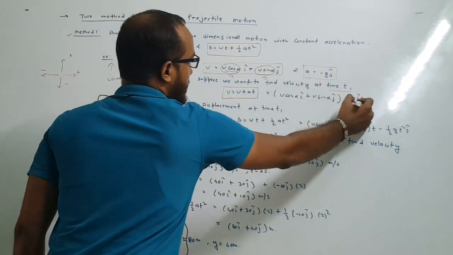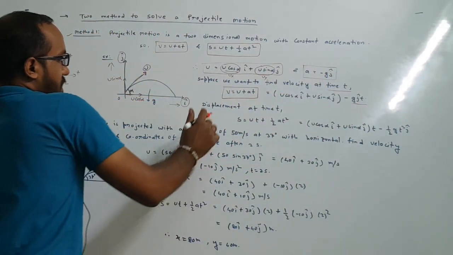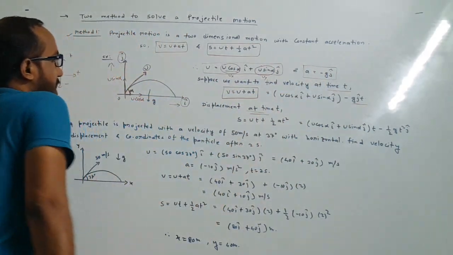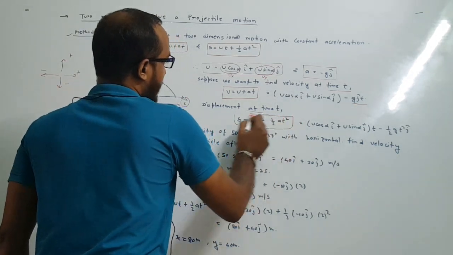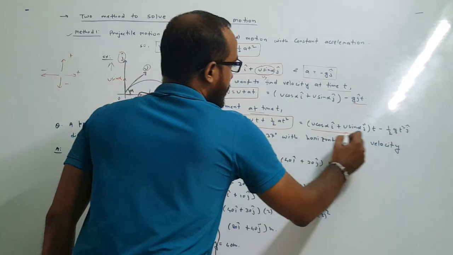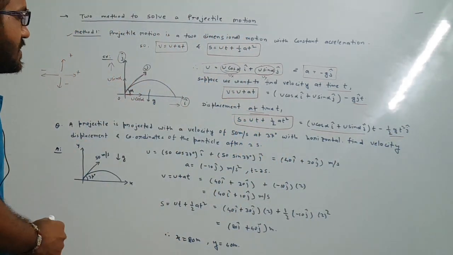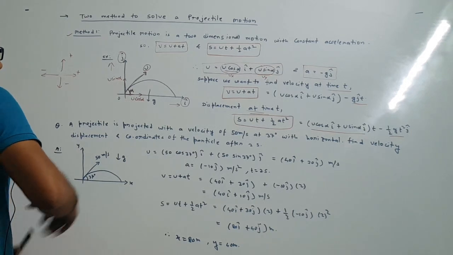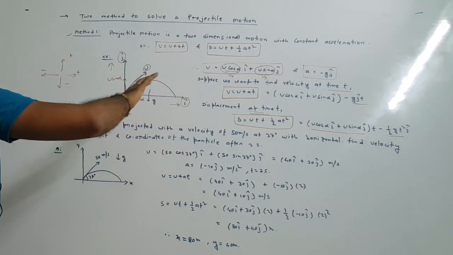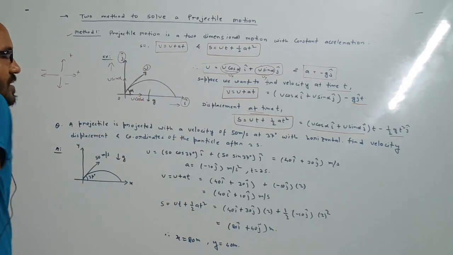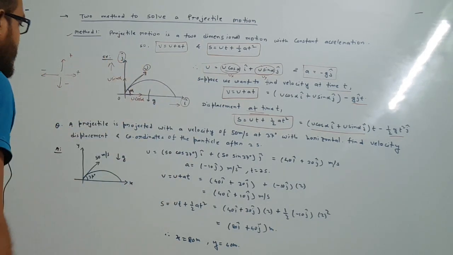A is minus gj into t. Now if we want to find the displacement at time t, apply the formula s equals ut plus half at square. We know u, we know a, put the values and you will get the answer. Always remember, in projectile motion we mainly use these two formulas, v equals u plus at and s equals ut plus half at square.